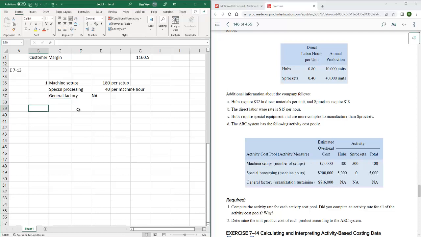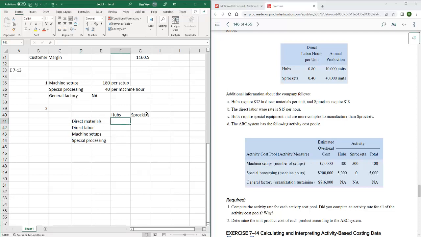Okay, number 2, or the second part of that, then wanted us to determine the unit product cost of each product using this ABC system. So let's do this. Let's say hubs and sprockets, we'll put them side by side so we can keep track of all the costs here. Now remember, if we're looking for a product cost, or a product margin for that matter too, we do want to make sure we include all the direct costs as well. So here's our direct materials, our direct labor, and then I'm going to include those overhead costs, the machine setups activity cost pool, and then that special processing as well.